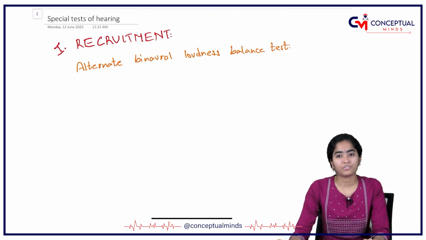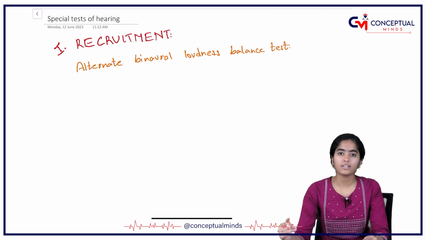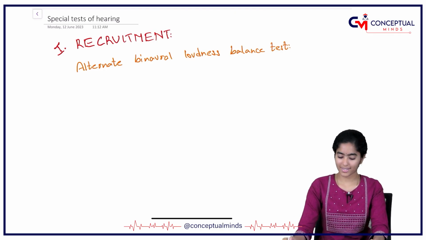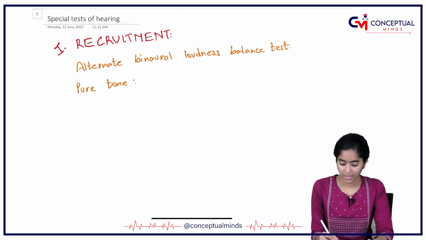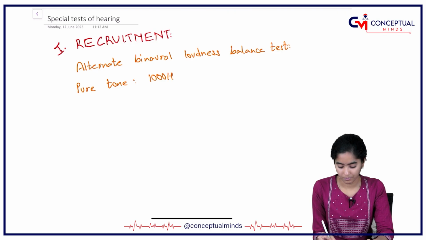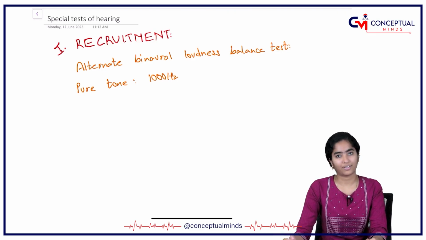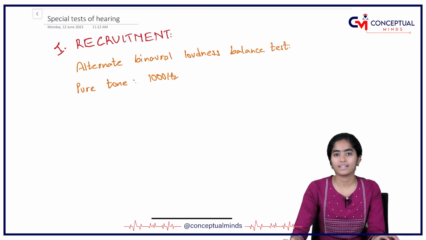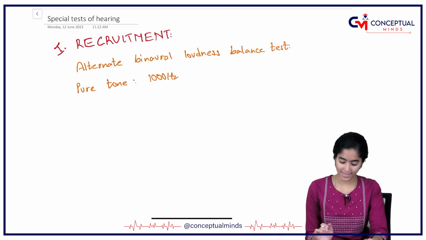This test can identify recruitment phenomenon. It can detect recruitment in a unilateral ear. When there is recruitment only in one ear, this test is useful. How do we perform this test? We give a pure tone to the patient. What is pure tone? A single frequency sound, say about 1000 Hertz. And this is given 20 decibels above the threshold of the deaf ear. 20 decibels above the threshold, a frequency of 1000 Hertz sound is given. It is given to both the ears, and let us see what happens.